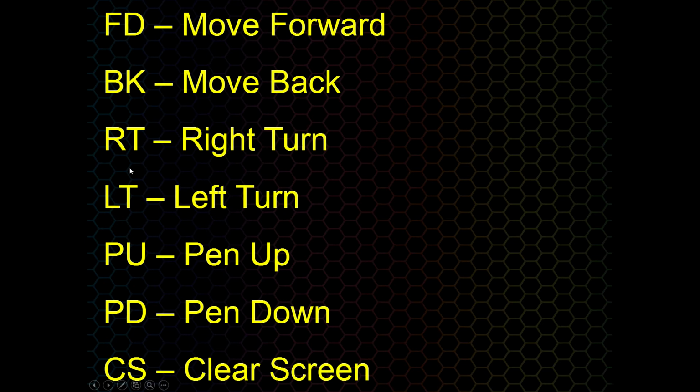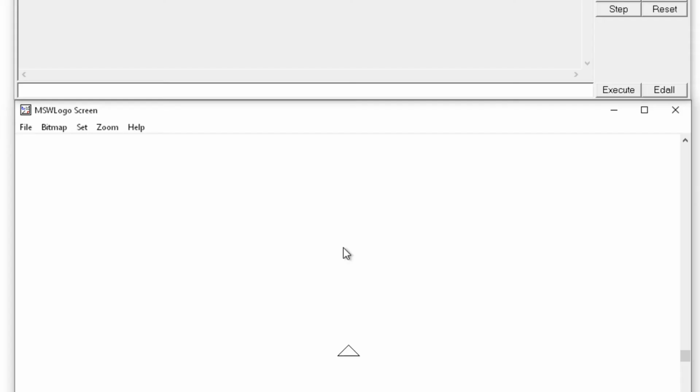Each of these commands needs a number after it. So FD would need a number to tell it how far to move forward, and our measurements are usually in pixels on the screen. So the pixels are the tiny dots that make up the image on our screen. The right turn and the left turn need an angle in degrees. Let's take a look at how each of these commands are used and how they move the turtle.